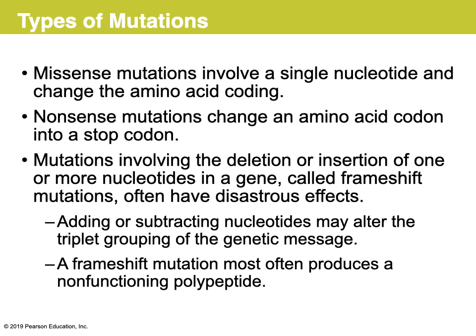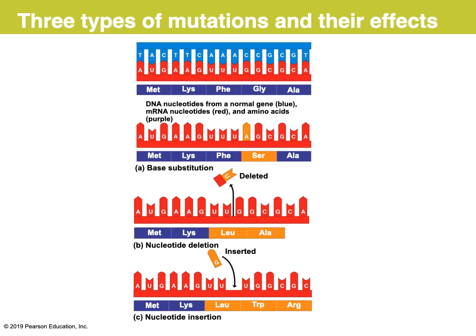Mutations involving deletion or insertion of one or more nucleotides in a gene, called frame shift mutations, often have disastrous effects, right? Because when you're altering the length of the strand by adding or subtracting, you're going to be altering the triplet grouping of the genetic message past that point. So a frame shift mutation often produces a non-functioning polypeptide. So I'm just going to go through some examples.